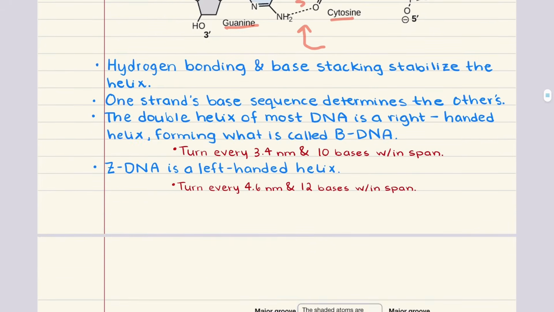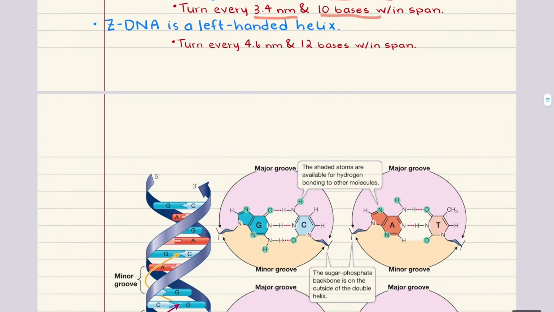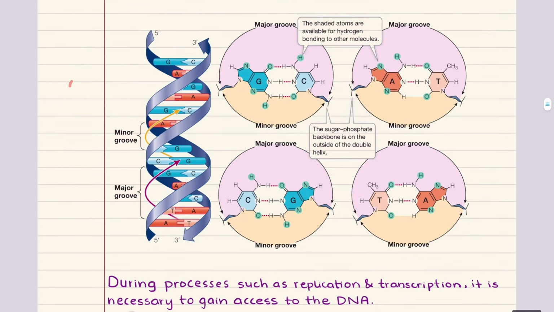Now, the most common form of DNA found in cells is called B-DNA. B-DNA is the familiar right-handed double helix that we have been talking about. In B-DNA, the helix makes a complete turn every 3.4 nanometers, and there are about 10 base pairs per turn. The strands wrap around each other in a smooth spiral, like you see here, and the molecule has major and minor grooves. These are the spaces between the backbone where proteins and other molecules can interact with the bases inside.